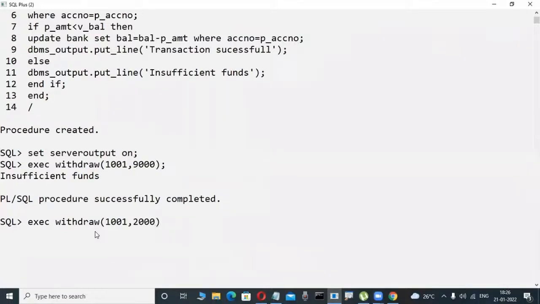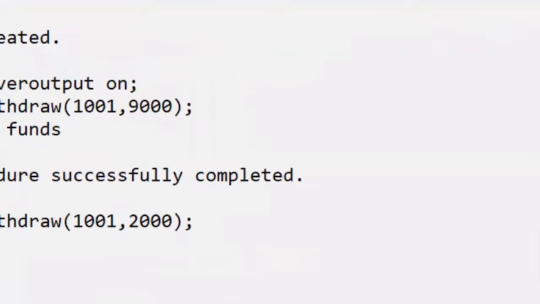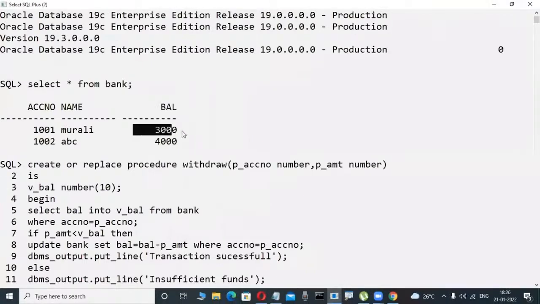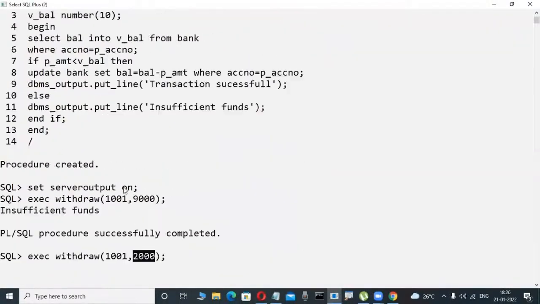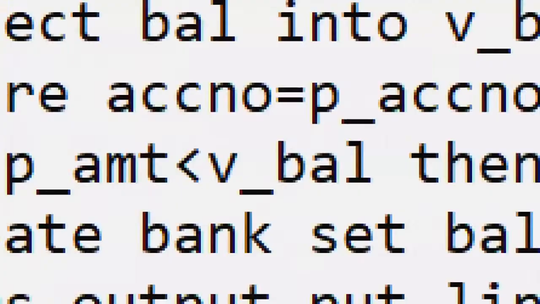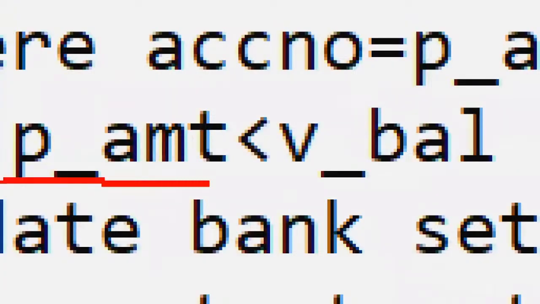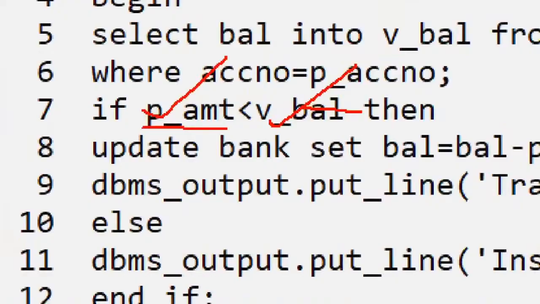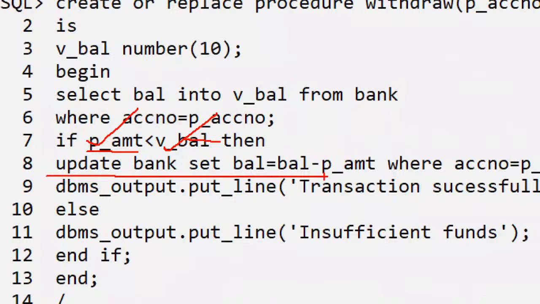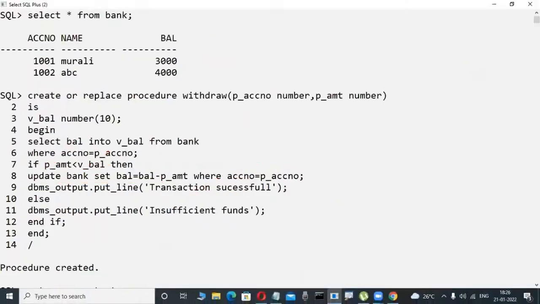Possible. Why? Because here my balance is 3,000, but I try to withdraw only 2,000, which is possible. So whenever your passed amount is less than the available balance, in this case 3,000, here 2,000 is less than 3,000, I am updating the bank table. Updating the bank means modifying it. Transaction is successful. Now really correct.